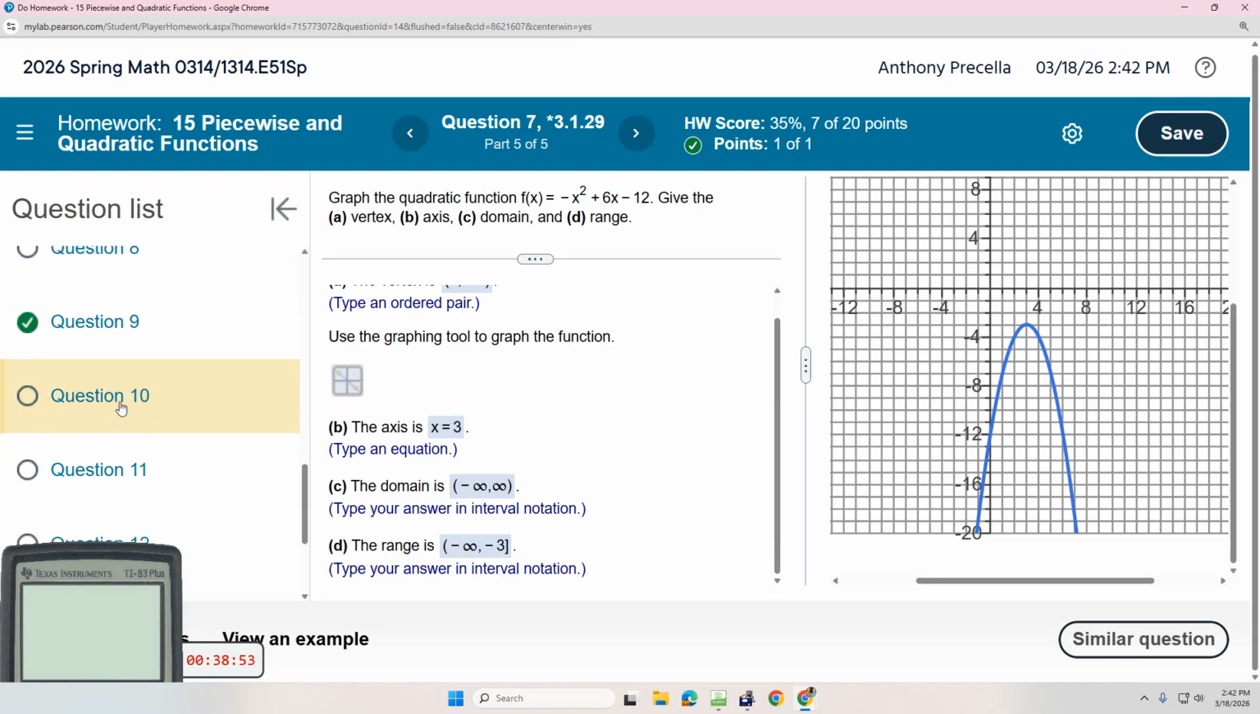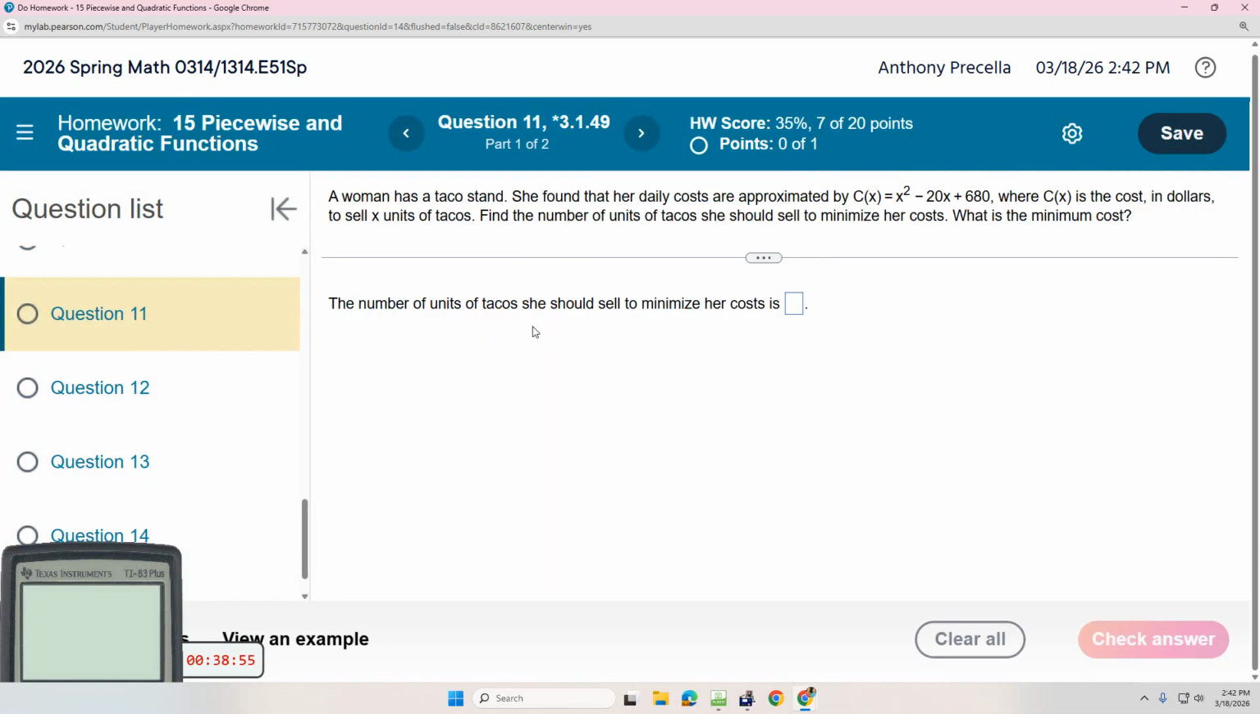Number 11. Now I'm going to say, if in doubt, use the vertex formula, the minus b over 2a, and plug it in, and that'll get you the answer.